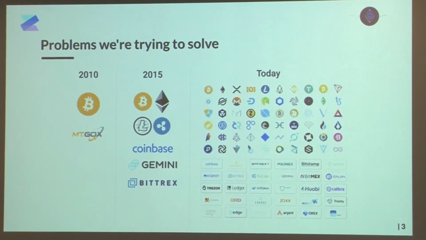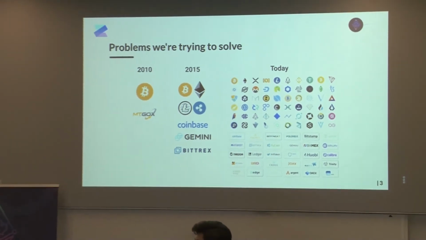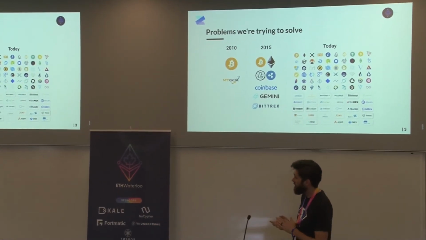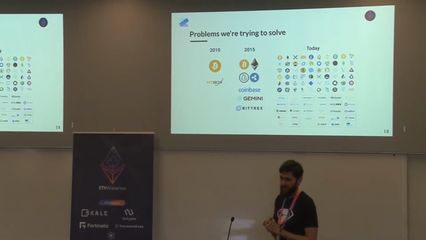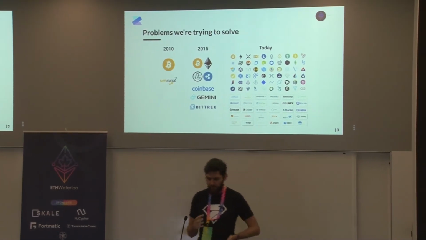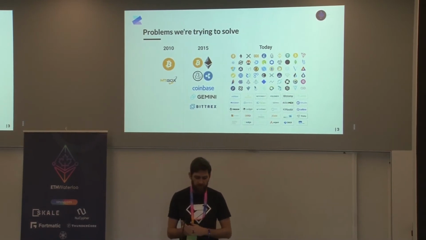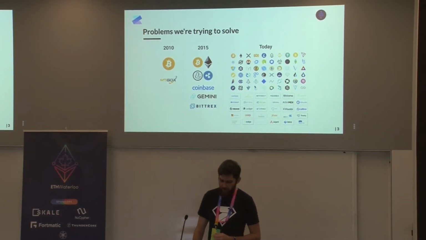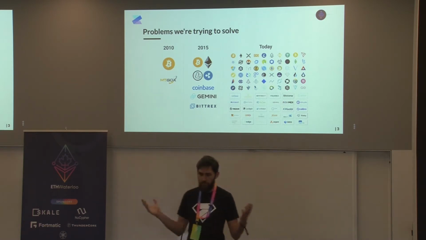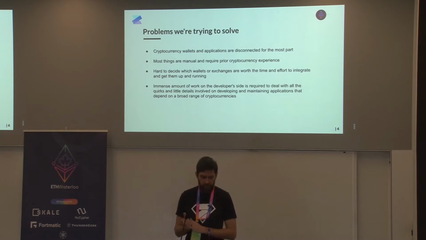So the problem that we saw commonly across every project that we looked at and we've touched is this plethora of cryptocurrencies and wallets that we see now. We started off with Bitcoin and a single exchange, and as the technology has proven itself, we've of course seen it grow over time. And now today we have this really big expanse of cryptocurrencies and wallets.